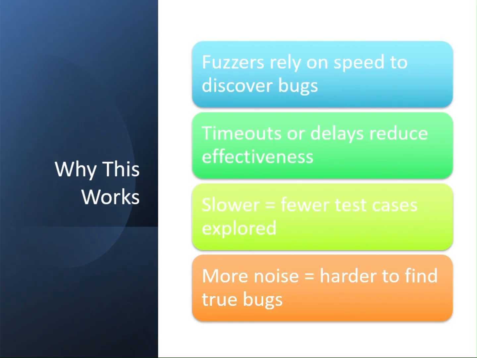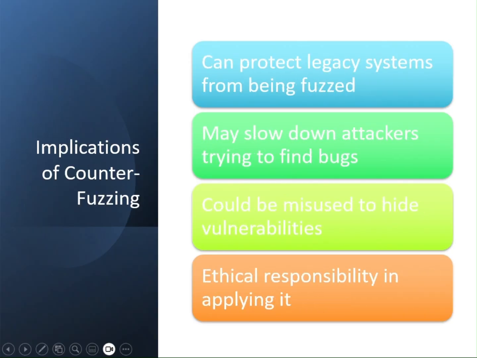So if you force the line to move in slow motion, it doesn't matter how good the inspectors are, they simply can't inspect as many products, right? Now let's look at the implications of counter-fuzzing.